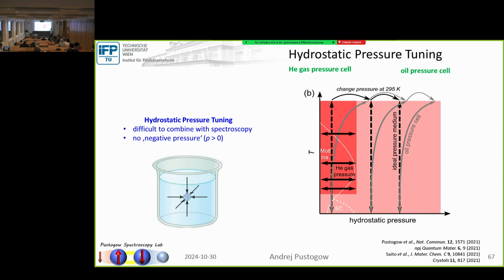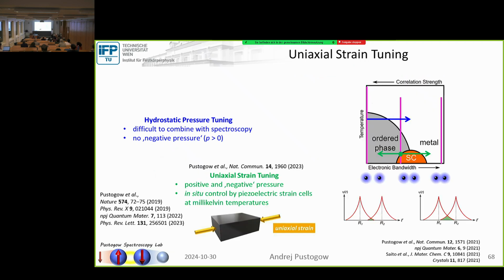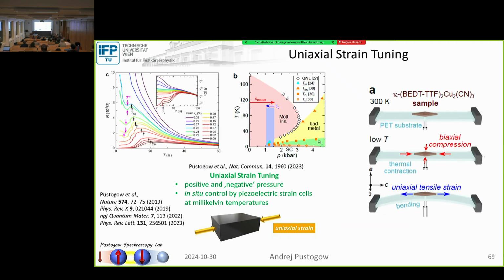But it is strongly pressure dependent. But if you have a sample at a different part in the phase diagram, this dashed line, this would be this part. And if you apply it in an oil pressure cell, you start at high pressure, then you cool it down, the pressure drops a little bit, and then you end up at the same place. But the problem is you can change the pressure only at room temperature. So at low temperature, you cannot go left, right. And therefore, another powerful tool is to apply uniaxial strain, as I mentioned before, because then you can go from left to right without warming up.